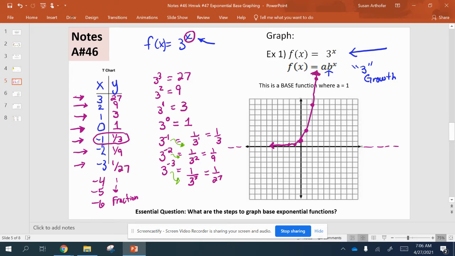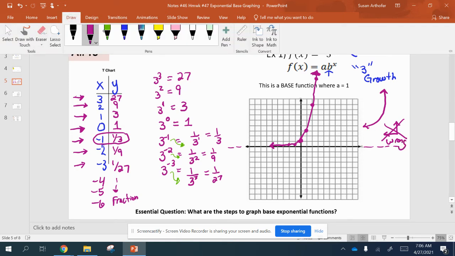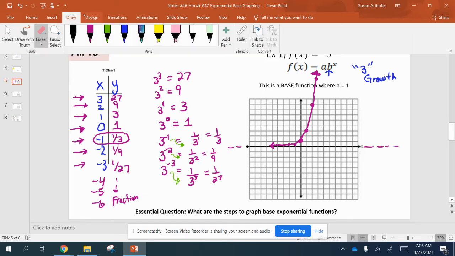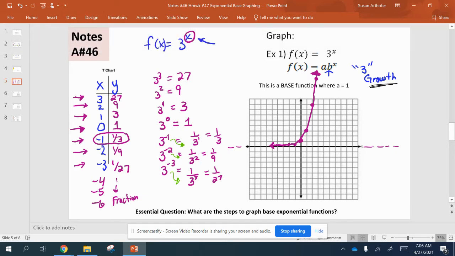But please make sure it is a smooth curve. Do not draw this. This is wrong. Don't do that, okay? No bends. It has to be a curve. All right. So main points of this one. Because you have a 3 to the x, it's a growth curve because of this 3. Let's do the next one.